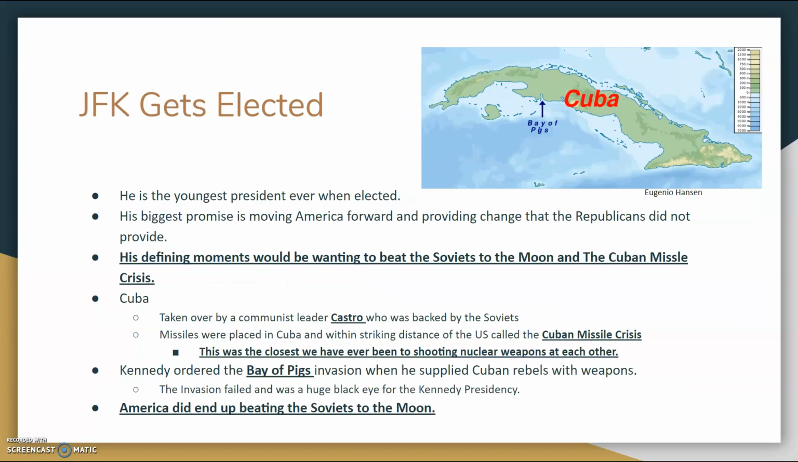Around this time, John F. Kennedy gets elected President of the United States, and at his time, he is the youngest president ever elected, at the age of 42 or 43, I can't remember for sure. But his biggest promise was moving America forward and providing change that the Republicans did not provide.